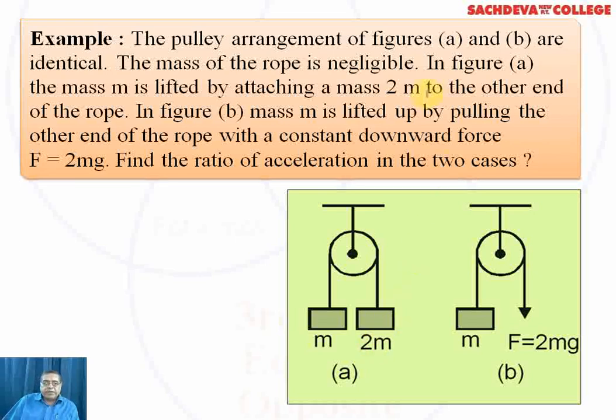Now, in figure A, the mass M is lifted by attaching a mass 2M to the other end of the rope, as I have just explained. In figure B, mass M is lifted by pulling the other end of the rope with a constant downward force, and that force is 2mg. That is, normally force will be weight. So what we have done is 2m is multiplied by g. If g is not provided, we can take its value as 9.8. If its value is not given, it will be 10, and if it is given, obviously we have to take 9.8.